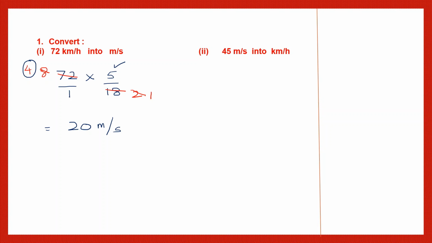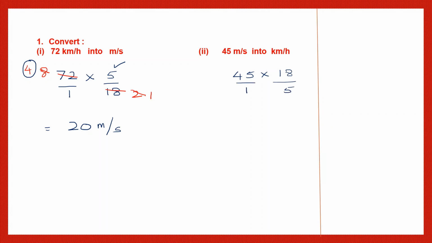Now question 2. Here we have to convert meter per second into kilometer per hour. This time also we have to multiply, but we write the reciprocal. 5 by 18, we change it to 18 by 5. So let's do that. So 45 meter per second we have. We're going to convert it to kilometer per hour. So 18 by 5. So let's cancel.